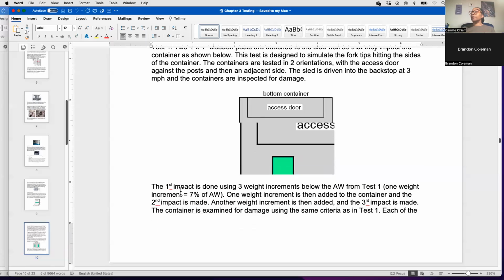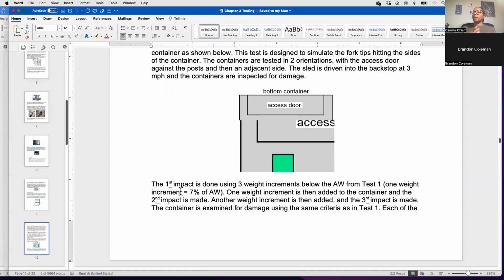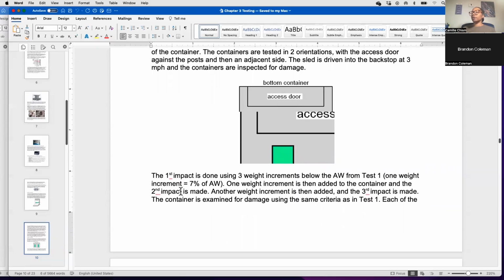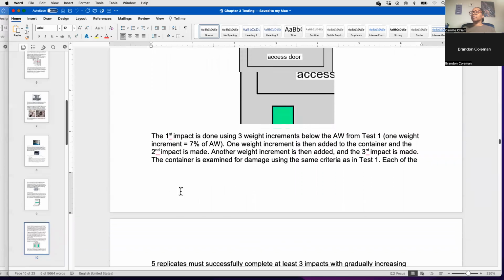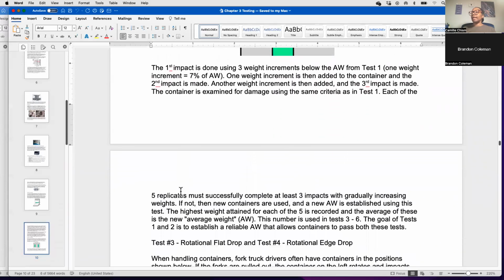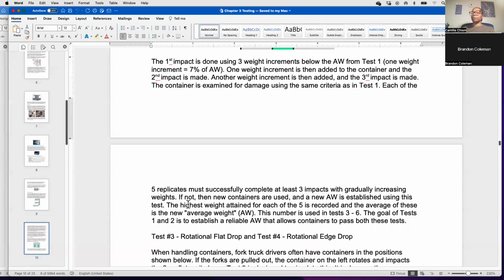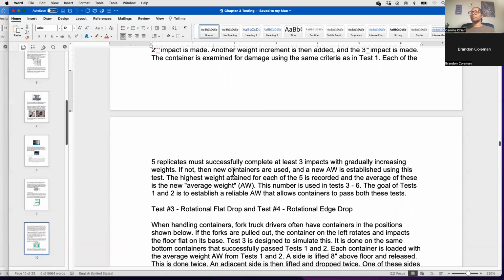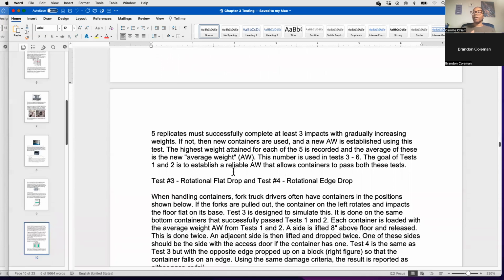Again, you're using the weight increments to figure out where your damage might occur, and running through those impacts. And again, replicating this 5 times where you successfully complete, you want to make sure that your packaging is not getting damaged and it's passing 5 times. And again, you're gradually increasing those weights. You can see the pattern here.